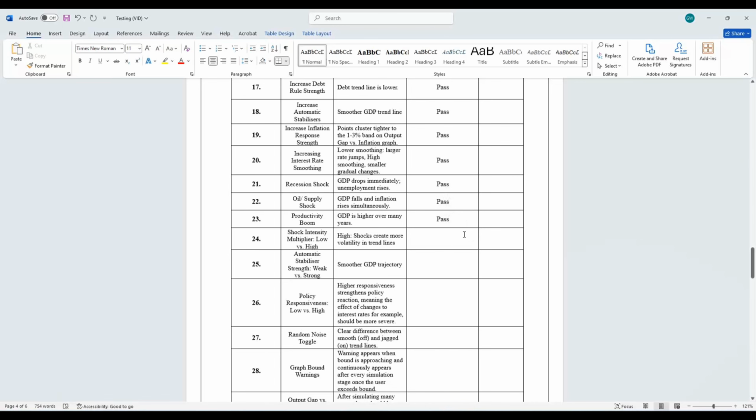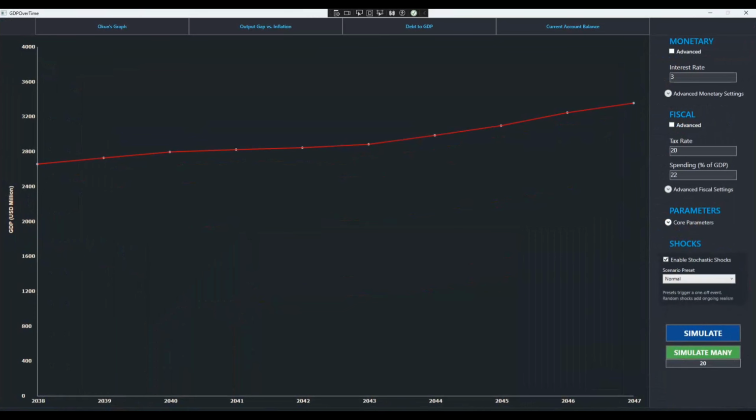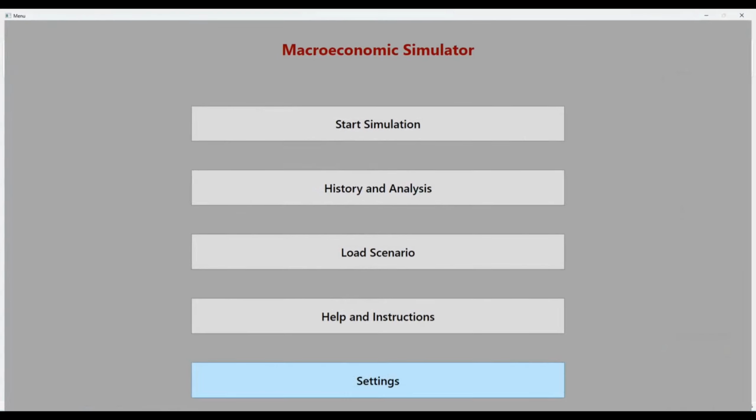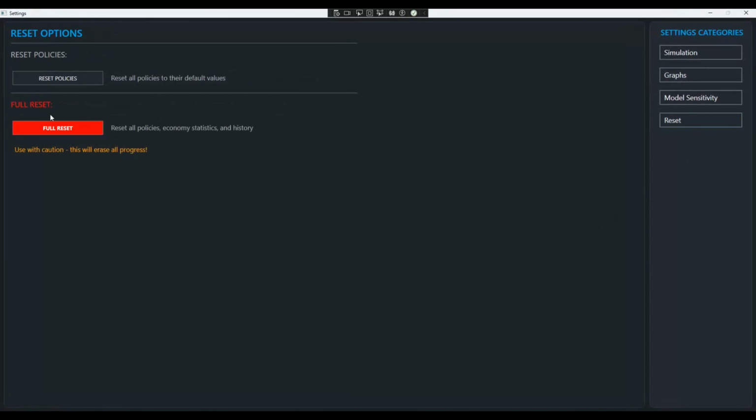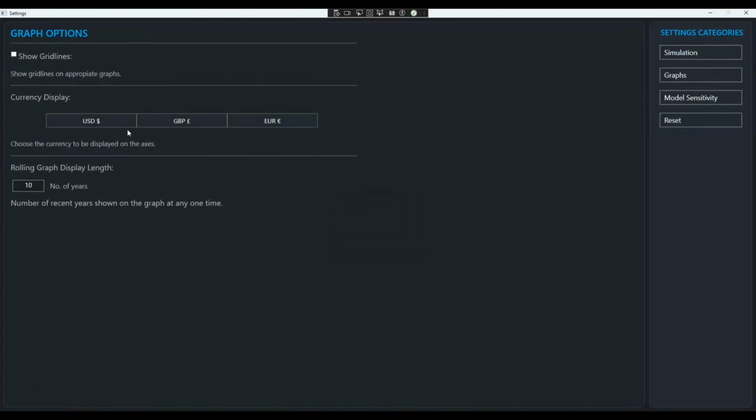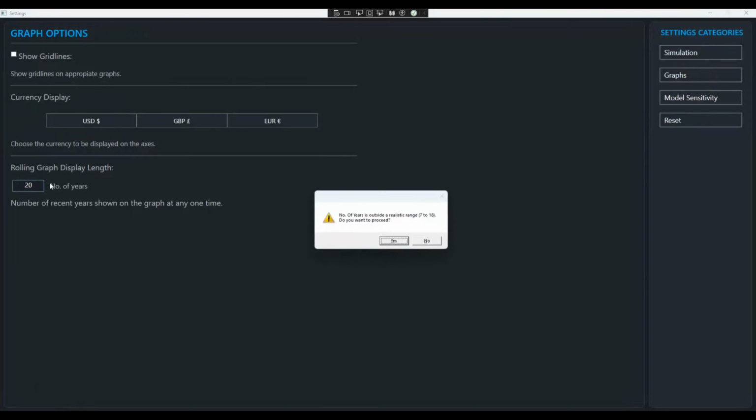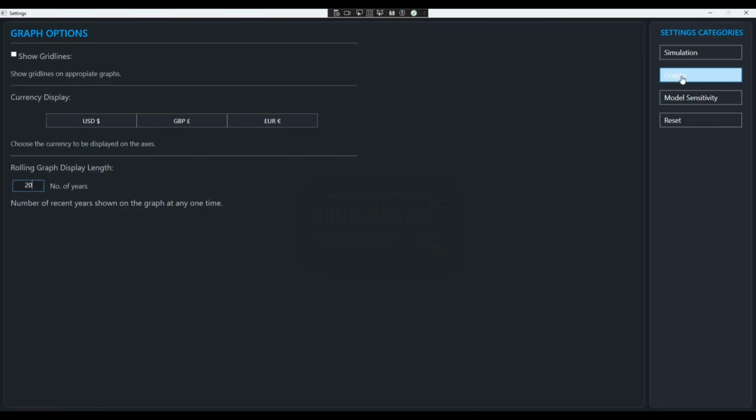The next test is test 24, which is a shock intensity multiplier, testing the settings tab. Higher shocks should create more volatility in trend lines. We can see that by increased spikes and increased varying gradients. So testing this, for safekeeping, we will fully reset the simulation, and then we'll also increase this to 20 so we can visualize the effects more clearly.